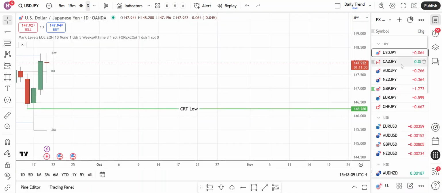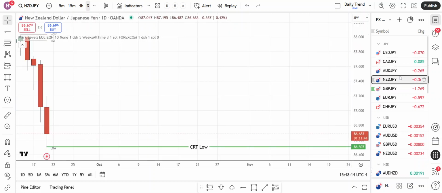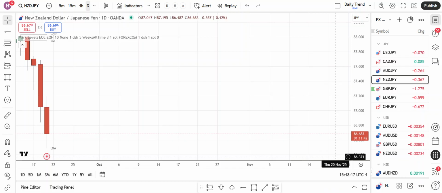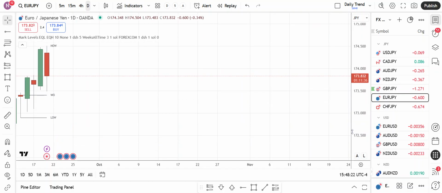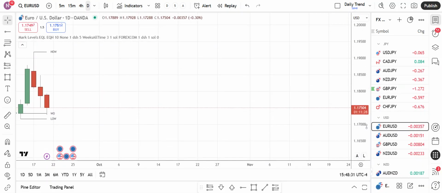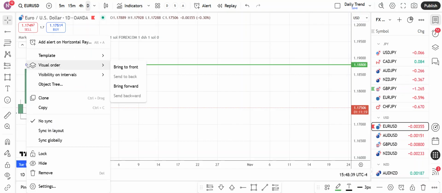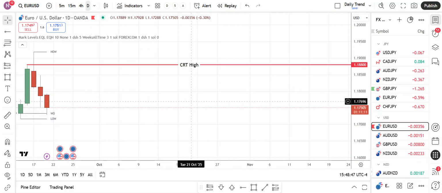This is a bullish example, but let me do a quick search to see if I can find something a little bit better. Let me get rid of that. Not that one. Okay, this one might be good for a short. Right there. Okay. You know what? Let's just go with this one.